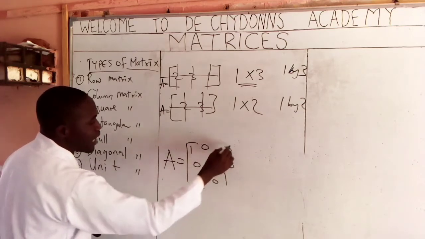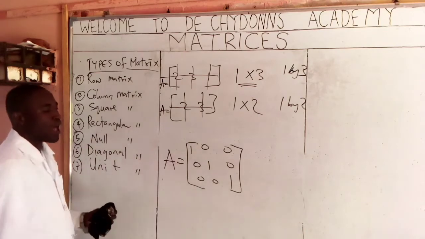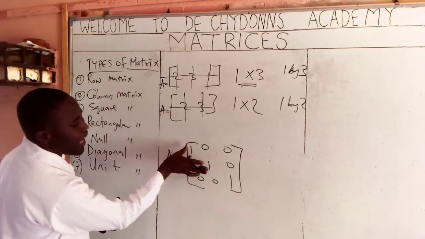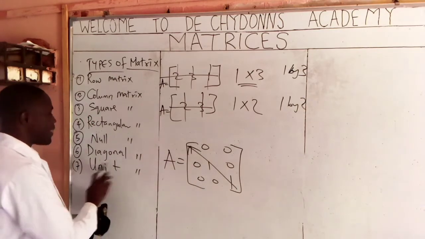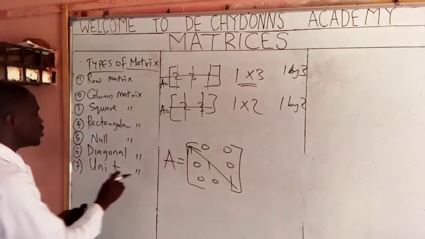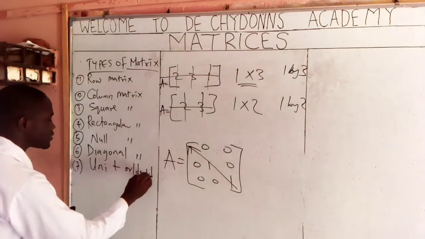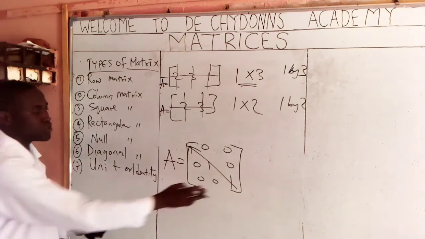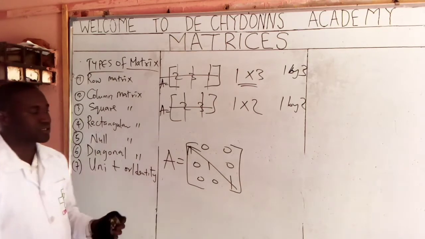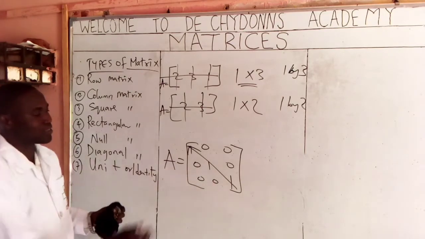So the elements are all 0 except the diagonal elements, which are 1. When you talk about diagonal, when you talk about a unit matrix, the diagonal elements are equal. This unit matrix can be called an identity matrix. So once you see it, know the example is this. This is a typical example of a unit matrix, or you call it an identity matrix.